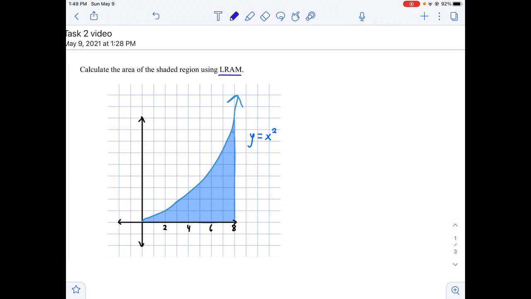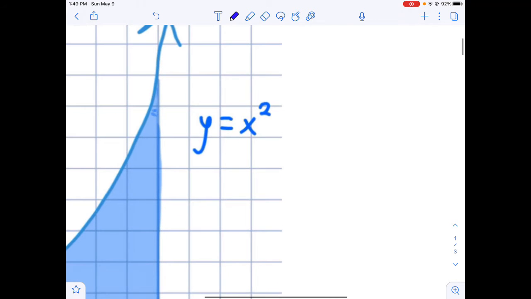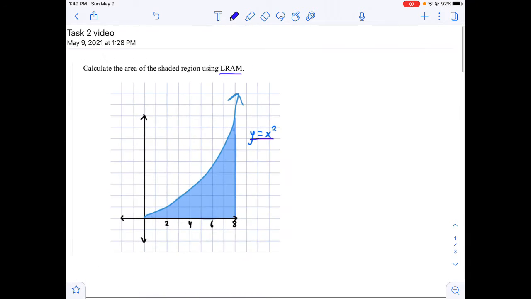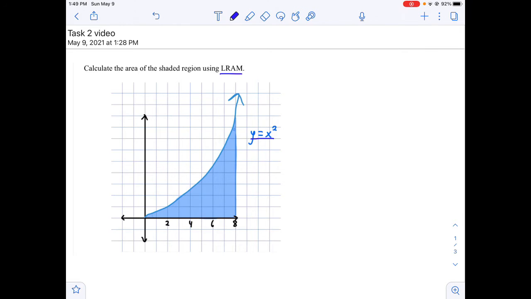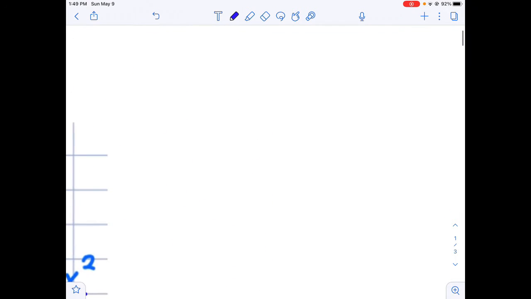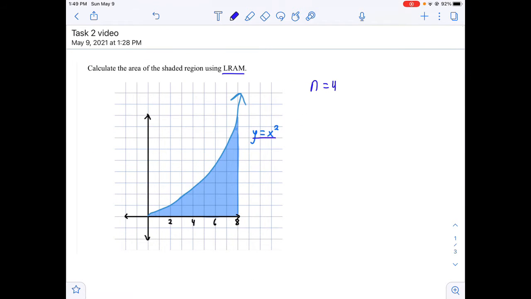Alright, today we will be approximating the area of the shaded region using LRAM. So for this one, it is the area under the line y equals x squared. So first we will be setting n equal to 4, and that's just the number of rectangles we'll be using.